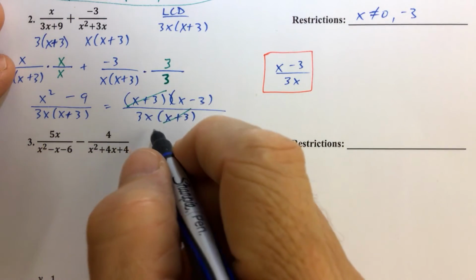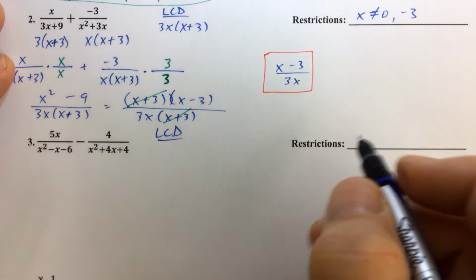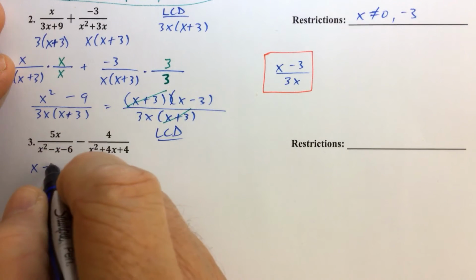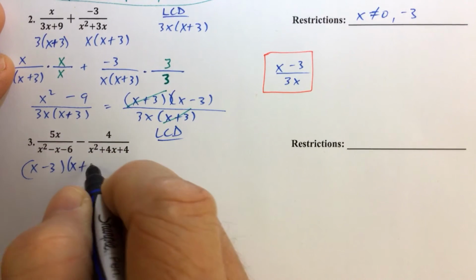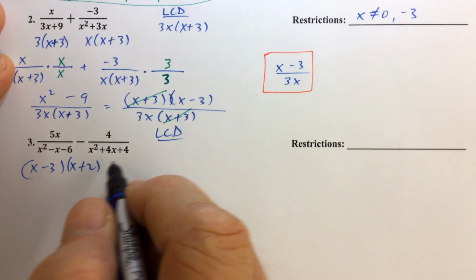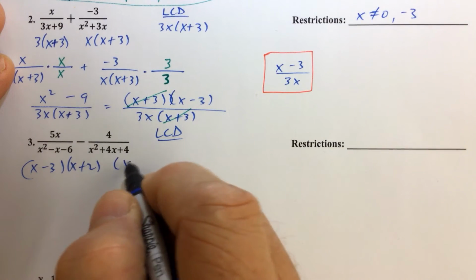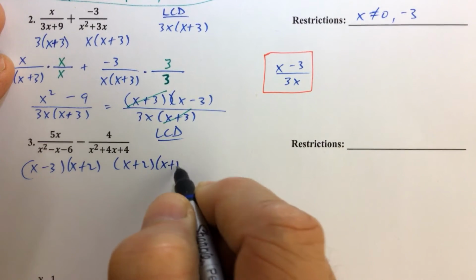For problem number 3, again, listing our LCD and our restrictions, the first thing we have to do is factor the denominators. So x minus 3 times x plus 2 is that denominator, and here we have an x plus 2 times an x plus 2.